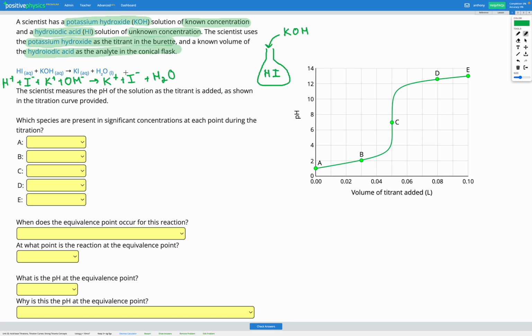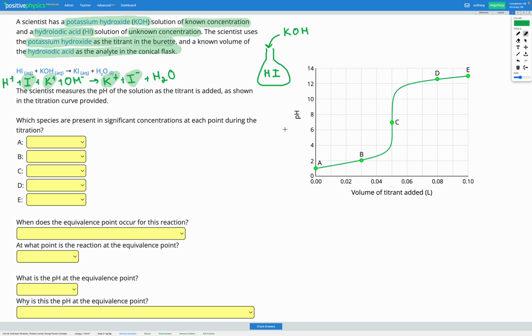So looking at this, we can see that K+, the potassium ion, and I-, the iodide ion, both appear on the left and right of the equation. That's telling us those are spectator ions, so they're not actually participating in the reaction. Whereas the H+ and OH- ions, those are participating in the reaction because they're reacting together to form H2O, water.